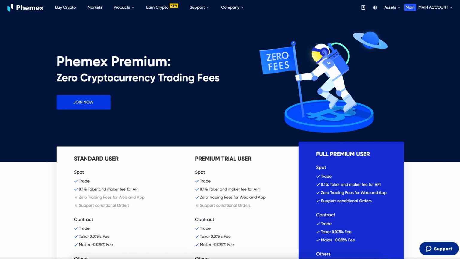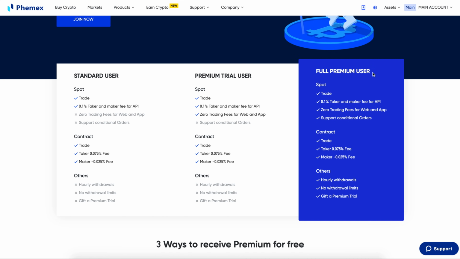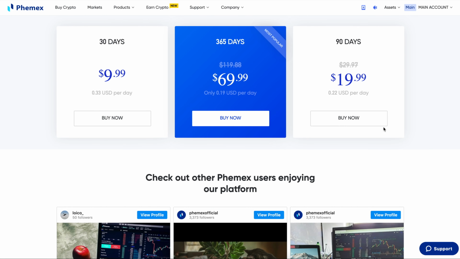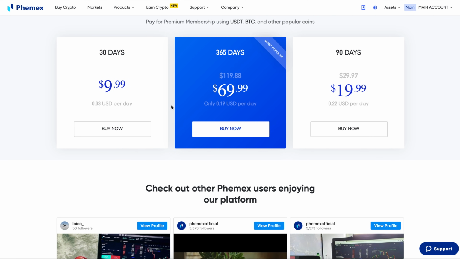Now, although Phemex is primarily advertised as a leverage trading platform, they do have spot trading, as we've spoken about, and one of the craziest features is that you can actually become a full premium user for as little as just $10 a month. You have literally zero fee trading. So for just $10 a month or 33 cents per day, you can do as many spot trades as you want with absolutely no fees. And if you are doing a lot of spot trading, these fees can add up very, very quickly.